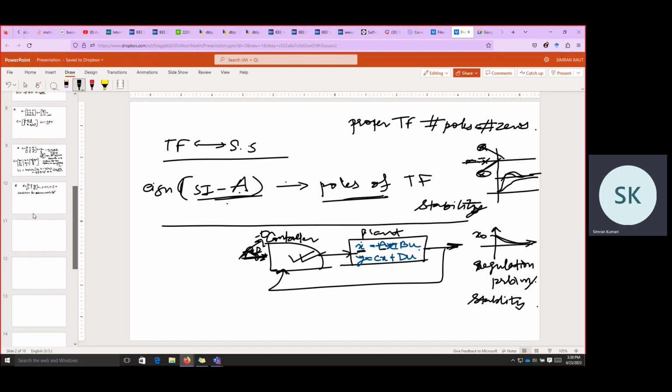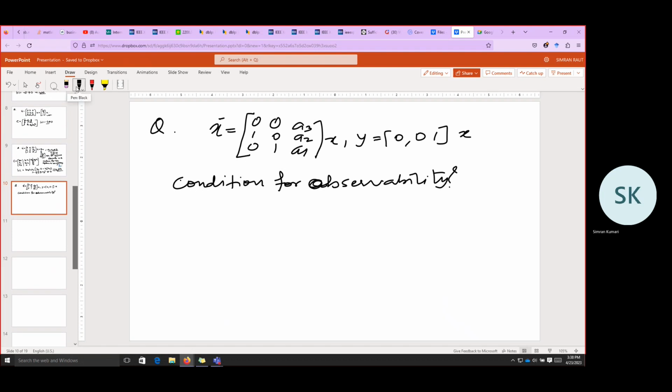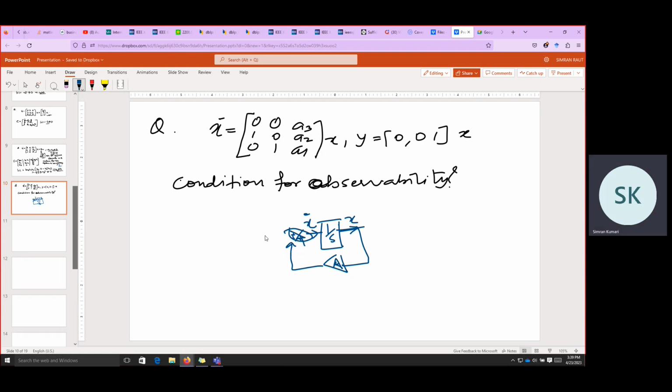So what is available to us is the output. We have this x dot equal to Ax plus Bu, and then we have y equal to Cx, with D equal to 0. And then we have this u, which is coming from some controller.